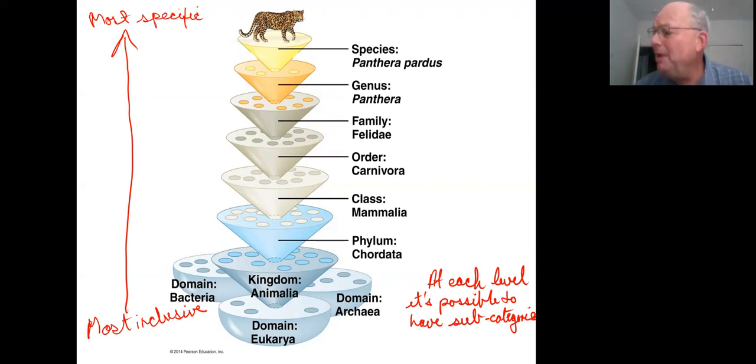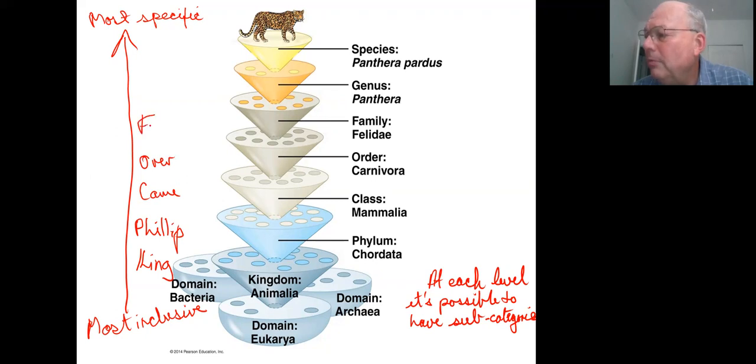So my mnemonic is King, Philip, came over, oh great Spain. So it only covers the Linnaean categories, so from kingdom down to species.